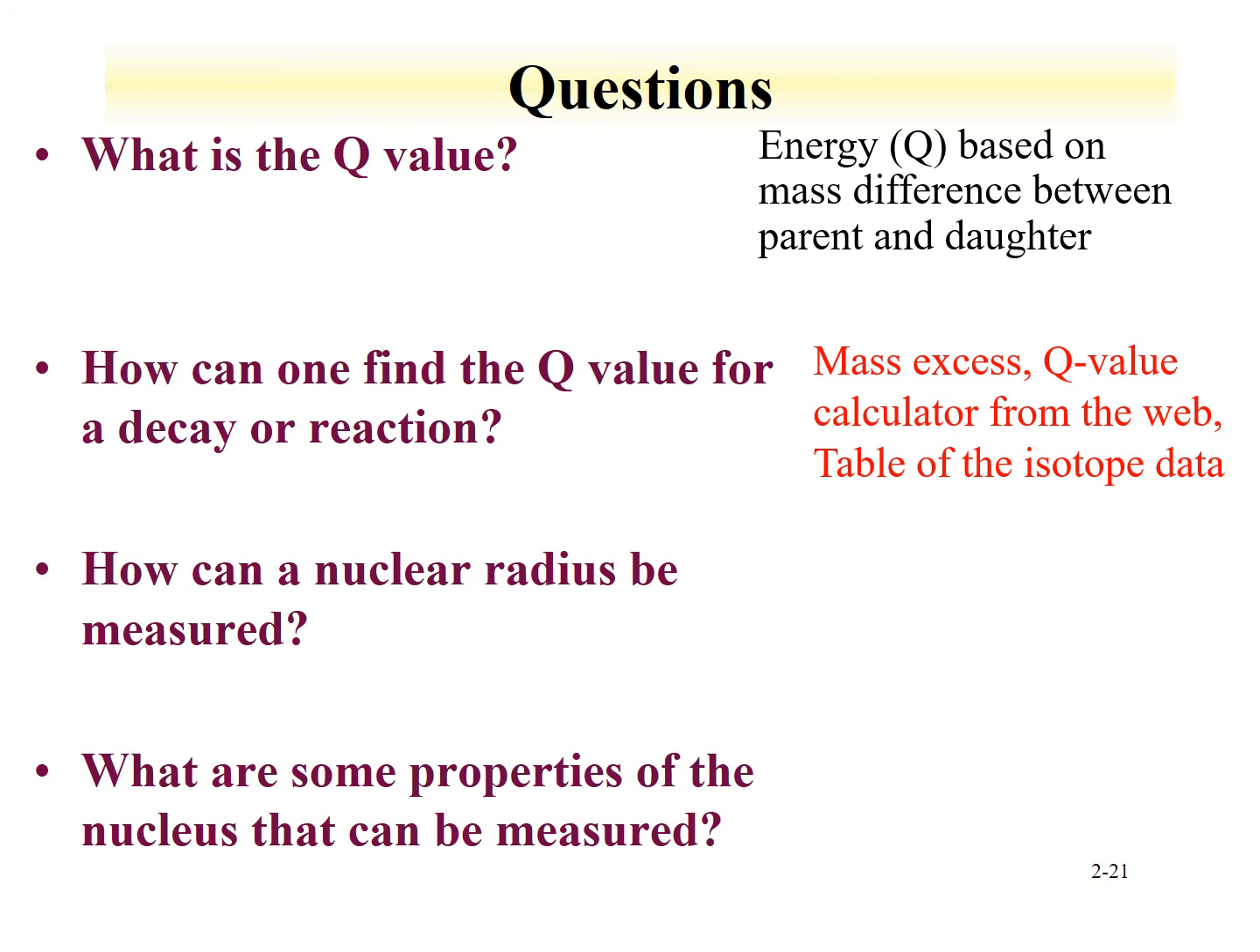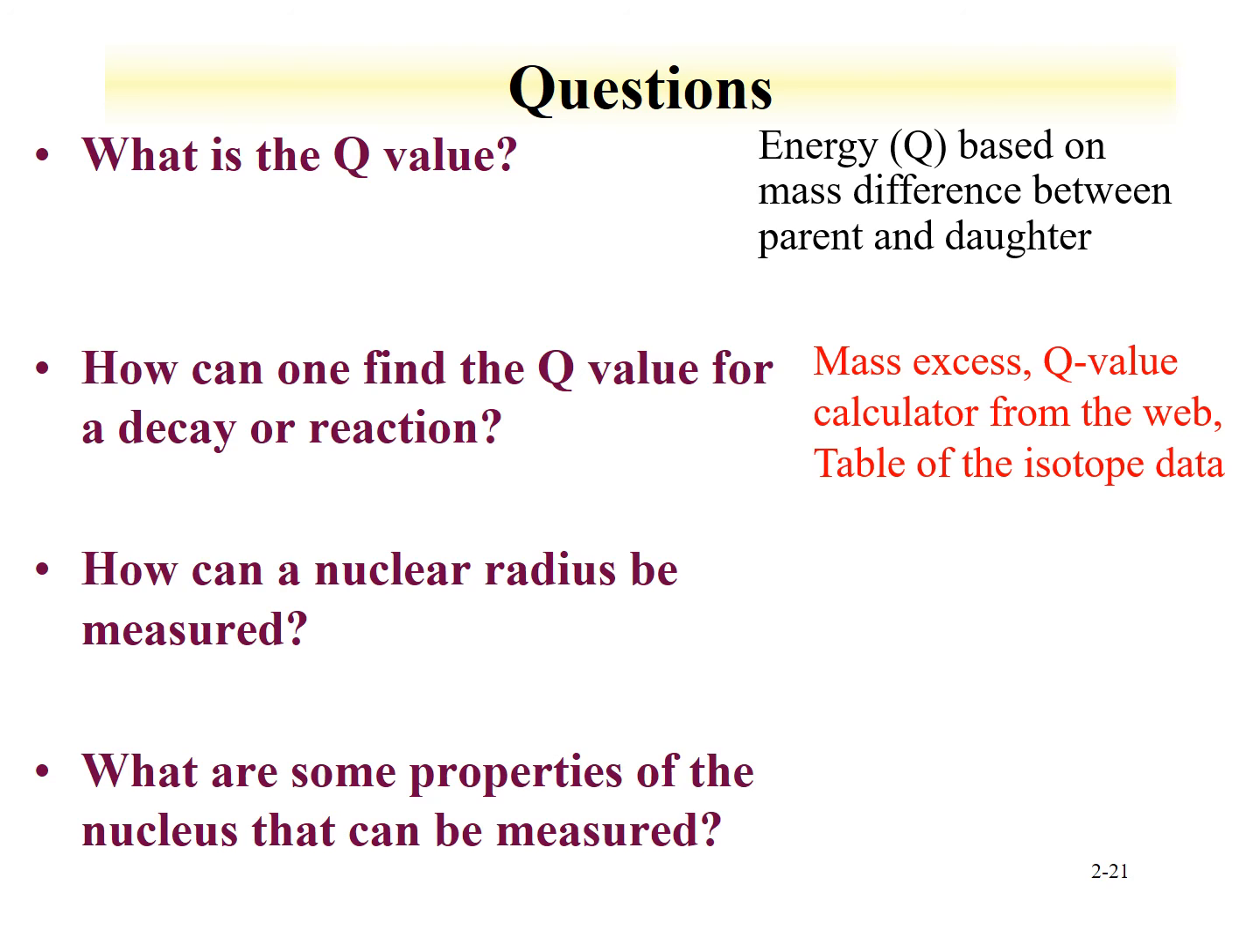How can one find the Q value for a reaction or decay? We'll use the mass excess to set up the equation. So the parent minus the daughter using the mass excess. You can use the Q value calculator from the web, and we showed that. Or, if it's just a simple decay reaction, the data might be available in something like the table of the isotopes.